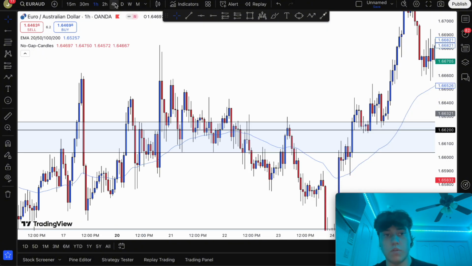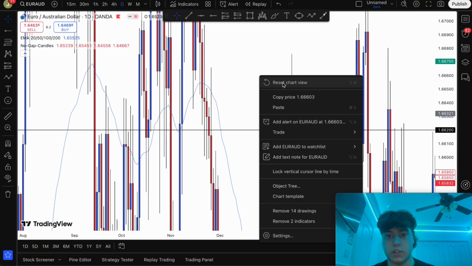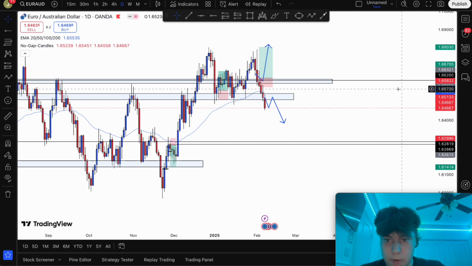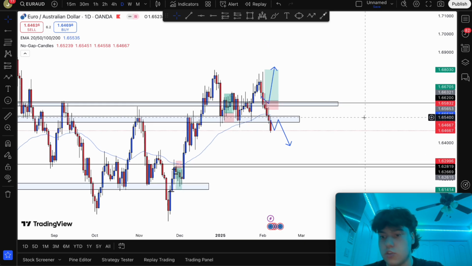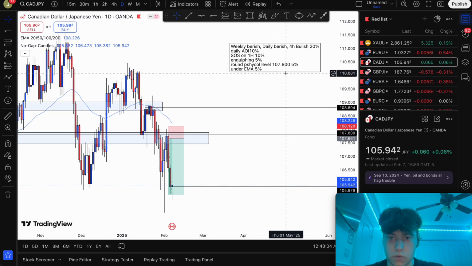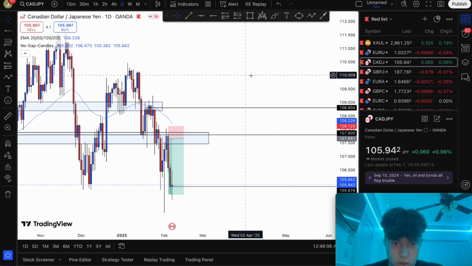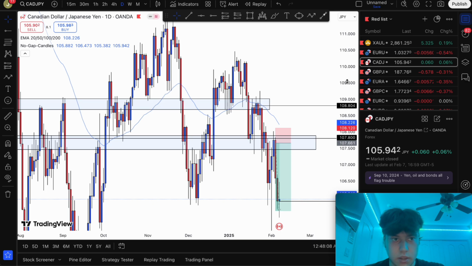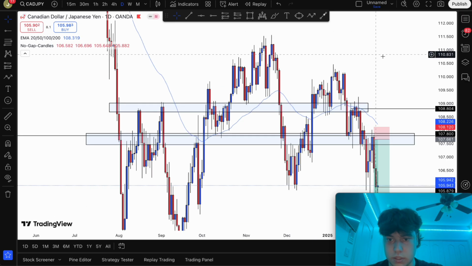Not a bad trade. I would take this trade over and over and over again. I would take this trade 20 times. There's nothing I would change in this trade. Absolutely nothing. And then our next pair that we actually took a 1 to 4 in is CAD JPY. So let's take a look.